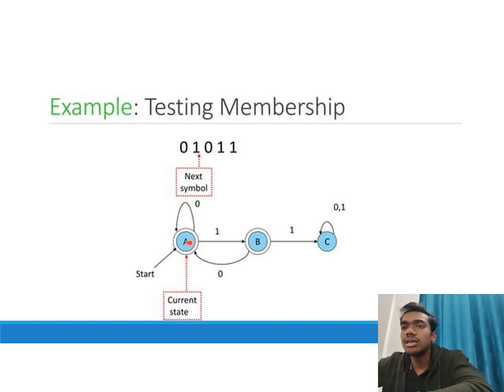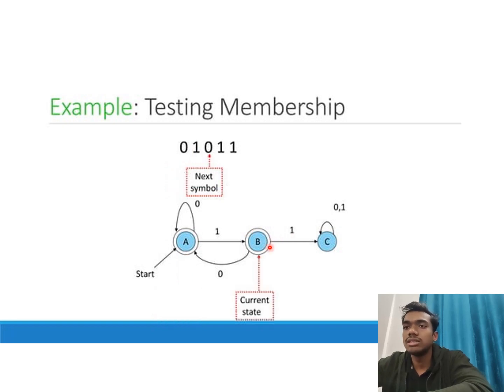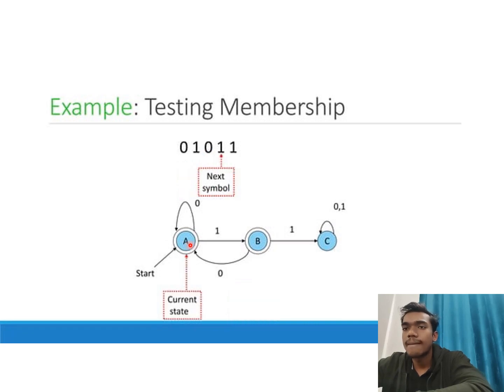So when 1 comes, it will be going from A to B, as we'll be seeing in the slide. See, it has shifted to B. Now again the next symbol is 0. So now from B on 0, it again goes to A. That will be seen in the next slide.